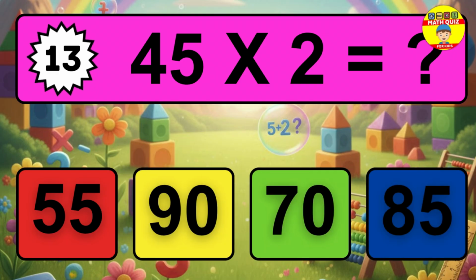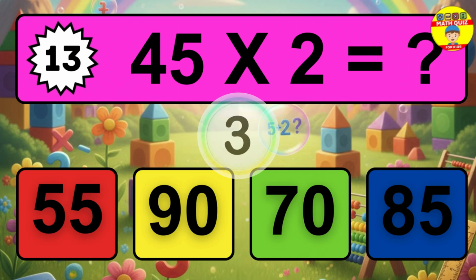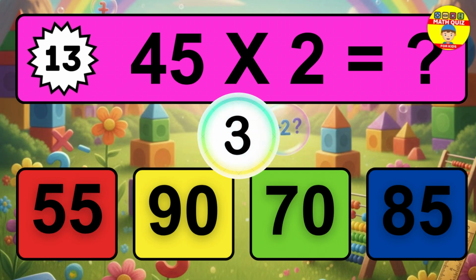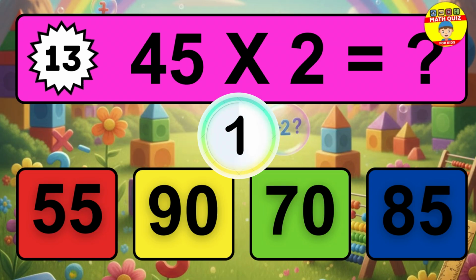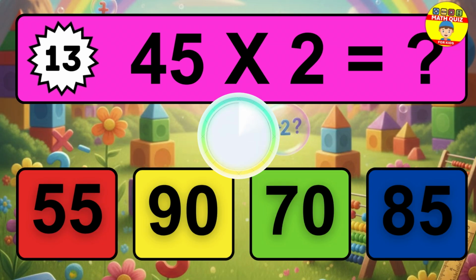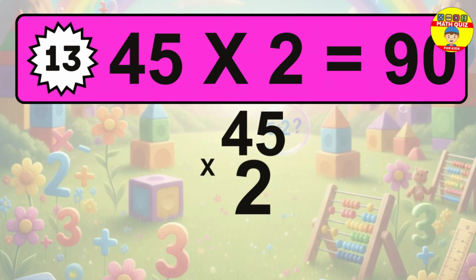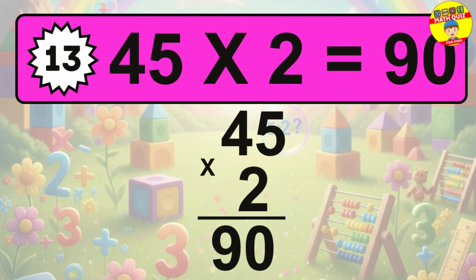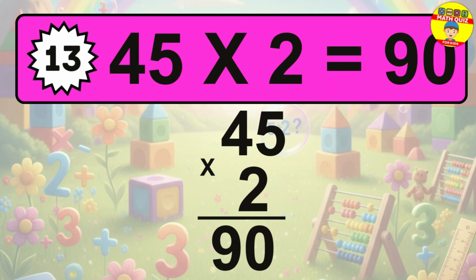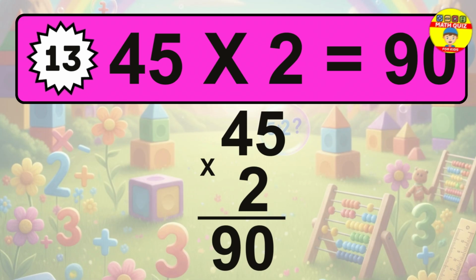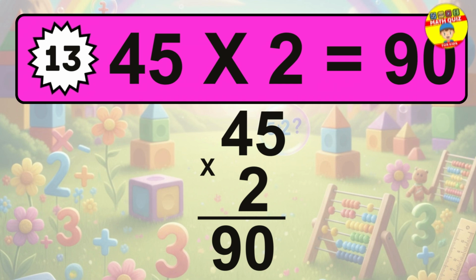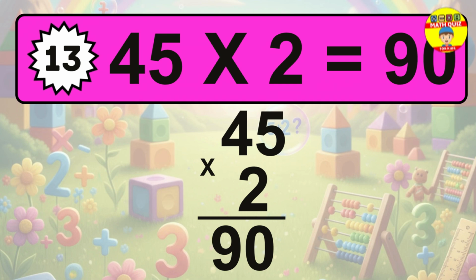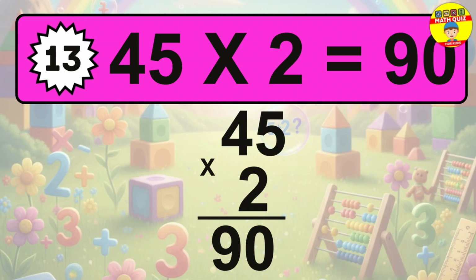Question 13. 45 times 2 equals what? So the answer is 45 times 2 is 90. To calculate, we have 45 groups with 2 balls each one. So how many balls do we have? 90 balls.